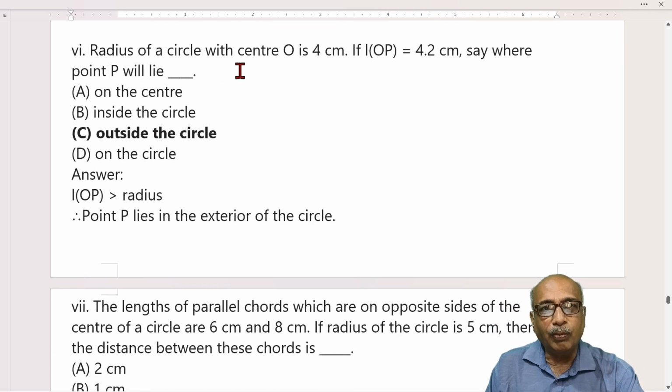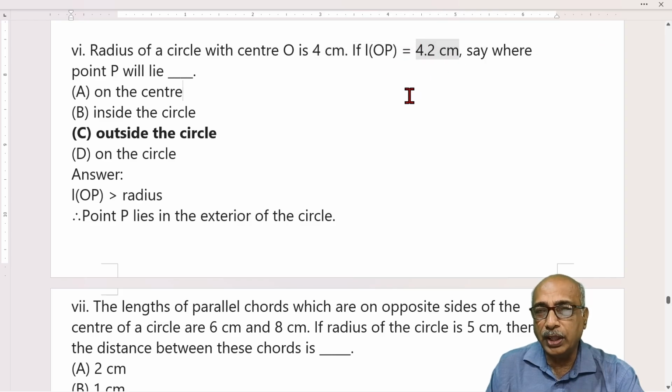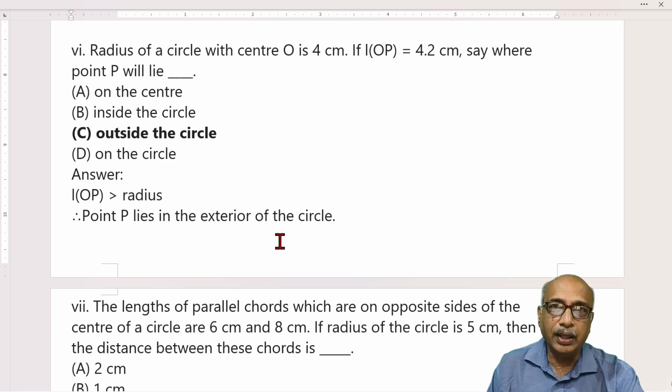Next, radius of a circle with center O is 4 centimeter. If OP equals 4.2, say where the point P will lie. Radius is 4 centimeter only and segment OP is 4.2 centimeters. So definitely the point P will lie outside the circle. P lies in the exterior of the circle. Very clear? If it is equal, it will lie on the circle. If it is less, it will lie in the interior of the circle.